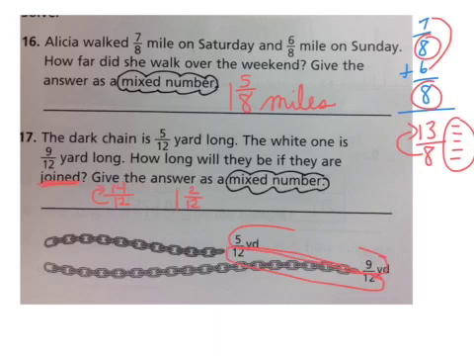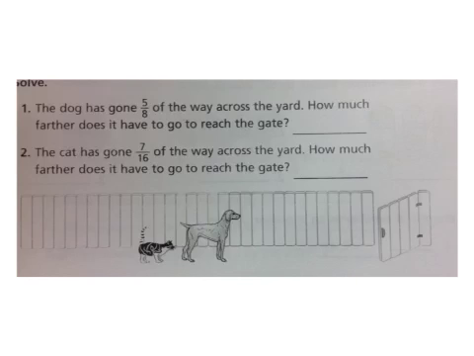Otherwise, we're just going to leave it as 1 2/12 yards. On the remembering sign, we have to have a little bit of a sense of the meaning of fractions, because it says that the dog has gone 5/8 of the way across the yard. How much farther does it have to go to reach the gate?